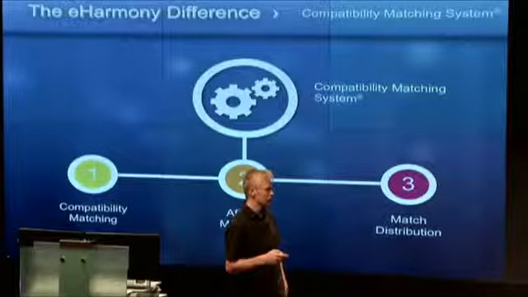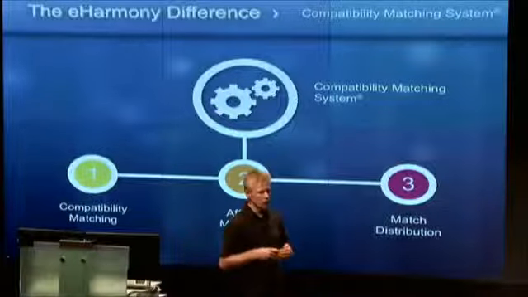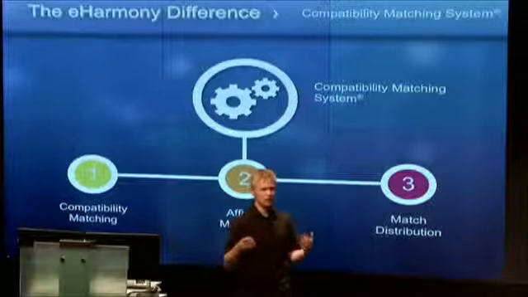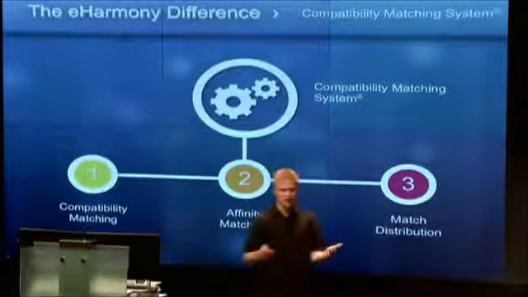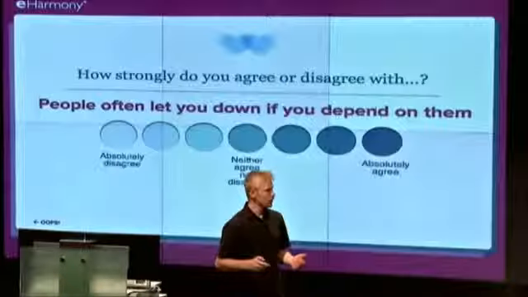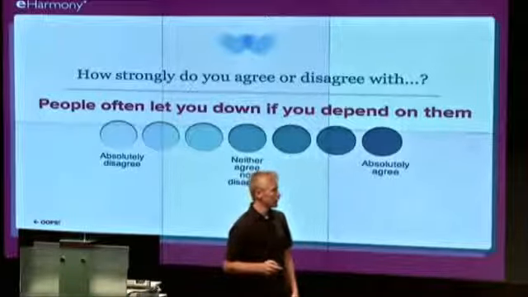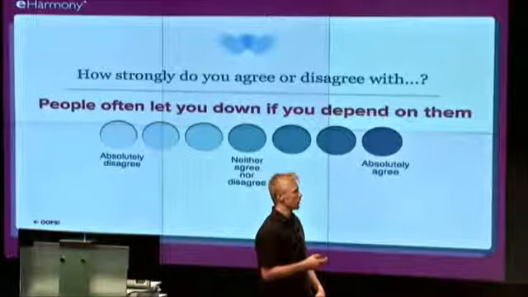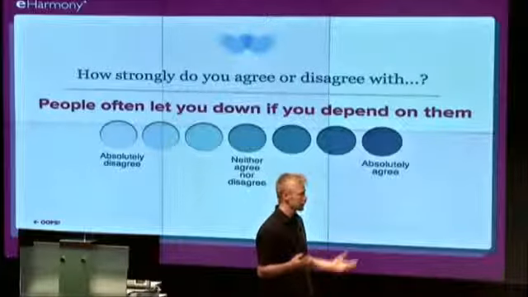I will start with compatibility matching. The things that predict long-term marital satisfaction are not generally discussed on the first date, and they are not the best pickup lines. That's why we ask our users quite a lot of questions. Some of them might be like, how much do you agree with the statement that people often let you down if you depend on them? I mean, not the best pickup line.